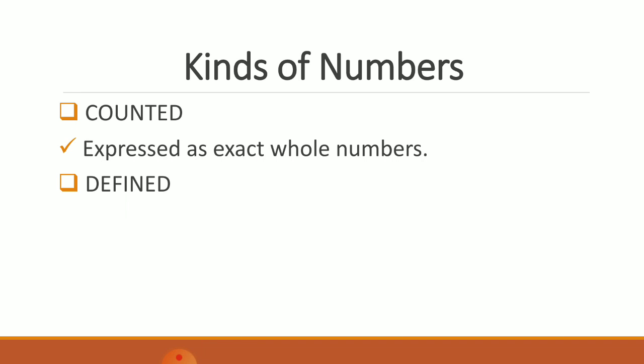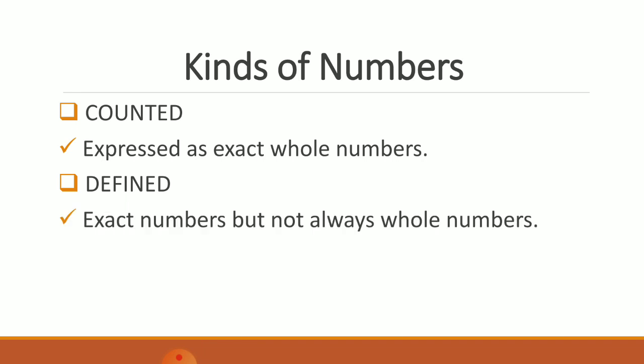defined relations. So these are exact numbers but not always whole numbers. These numbers come from the definition. For example, there are 12 inches per foot, or there are 2.54 centimeters in 1 inch. So that is an example of a defined relation.